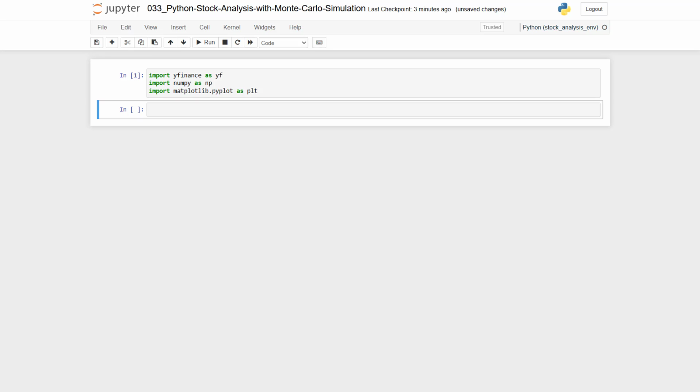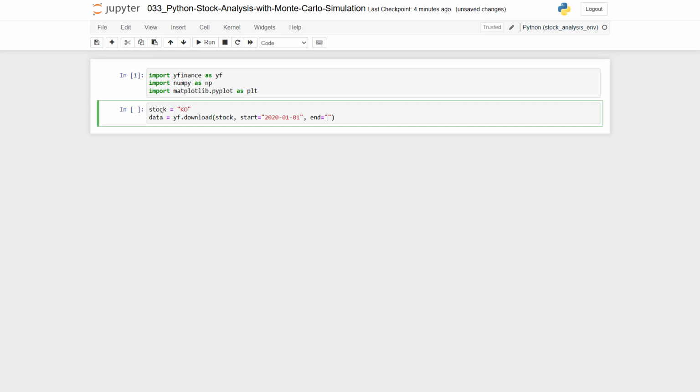The first segment of the video would be to take a look at the stock that we will be simulating, and it's Coca-Cola, and the data would be downloaded with Yahoo Finance download using the stock, and then the start would be from 2020 0101, and I'll put an end in the end of this year, so it will work a bit more if you are copying the whole code.